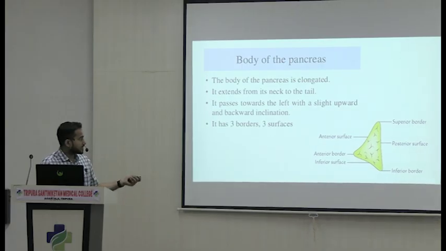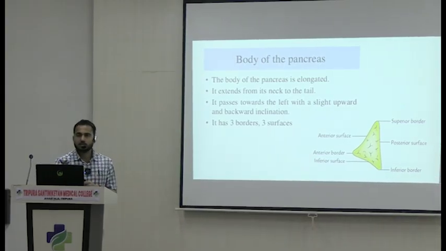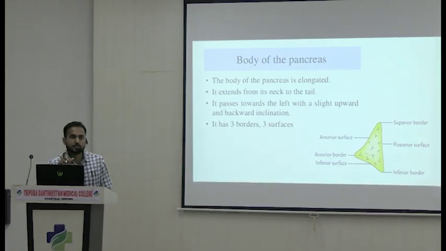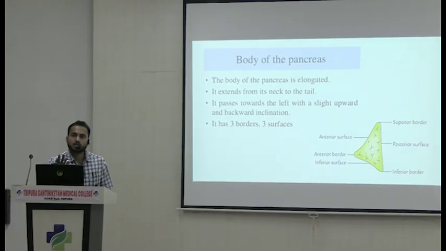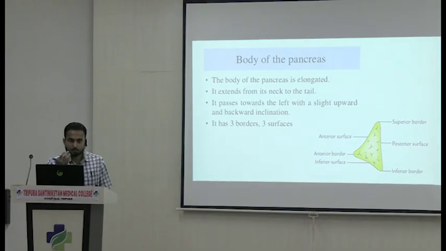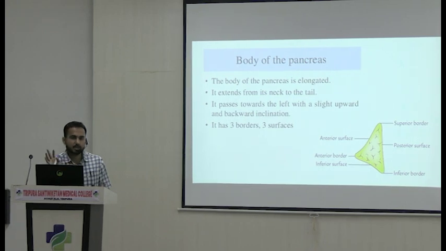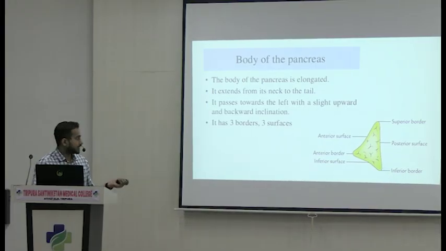Next, you can see the surfaces: the anterior surface, posterior surface, and inferior surface. Please study accordingly so that you can understand the surfaces and borders, especially in case of the body. I know the confusion takes place in the body of the pancreas, because in bones you have studied those surfaces and borders, but here the surfaces and borders exactly like bones will not be there. So you can take the examples of this type of diagram to understand them. 3 borders and 3 surfaces are there.